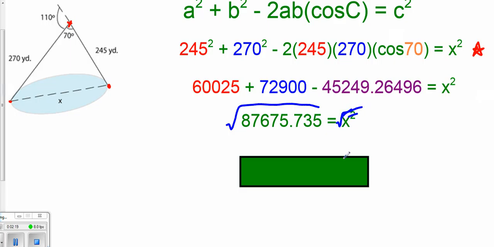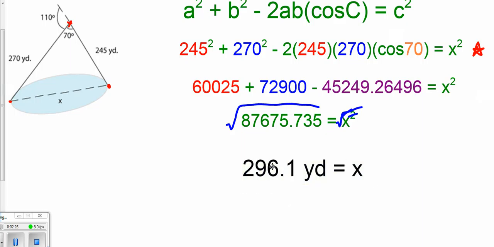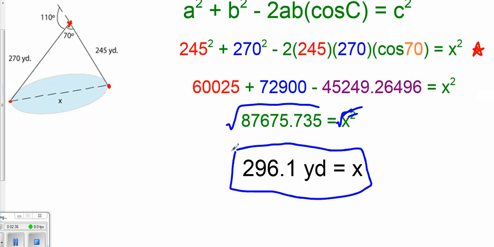Get rid of those, so x equals the square root of all of that. Simplifying it down, x equals 296.1 yards. So this lake is 296.1 yards all the way across. And now that is for sure the final example.